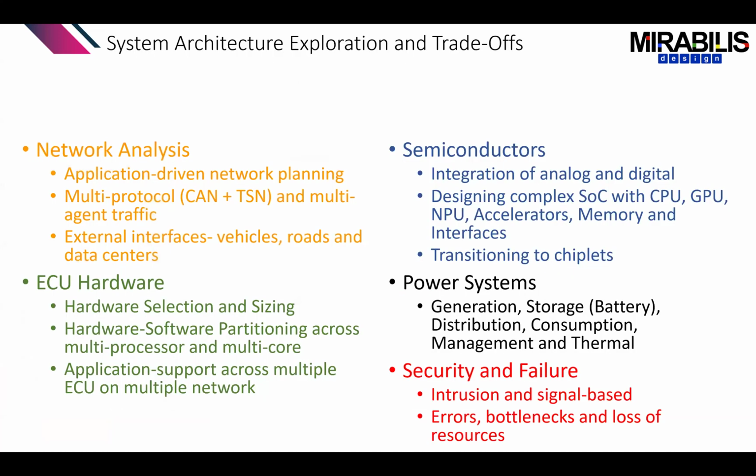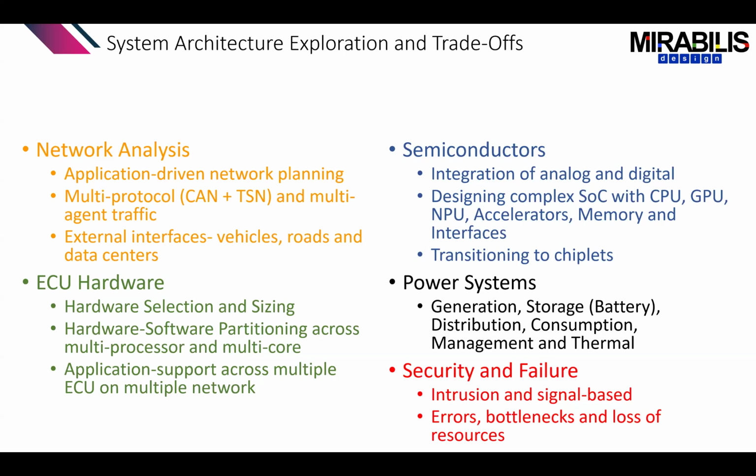Now, when I look at exploration, there is a network level exploration, which is I'm adding features to my TSN protocol, or I'm connecting to external interfaces. I've got the ECU hardware, which I need to size the processor. I need to select the right processor. I need to select the right amount of memory. I need to do the hardware software partitioning. So a variety of elements goes to forming the ECU hardware.